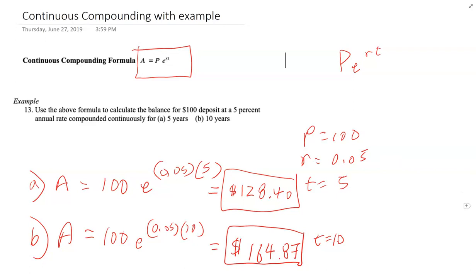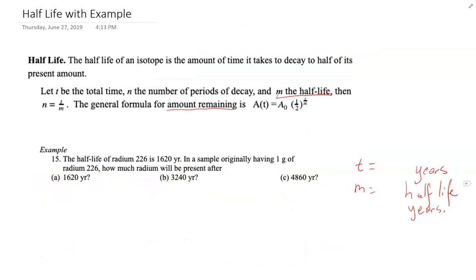Okay, the last thing we'll talk about in this lesson is half-life. The half-life of an isotope or radioactive substance that decays is the amount of time it takes to decay to half of its present amount. So if its present amount was, let's say, 100 grams, the half-life would be the time that it takes to decay to 50 grams. And if it was 50 grams, then the half-life would be the time that it takes to decay to 25 grams, and so on. So half the amount.